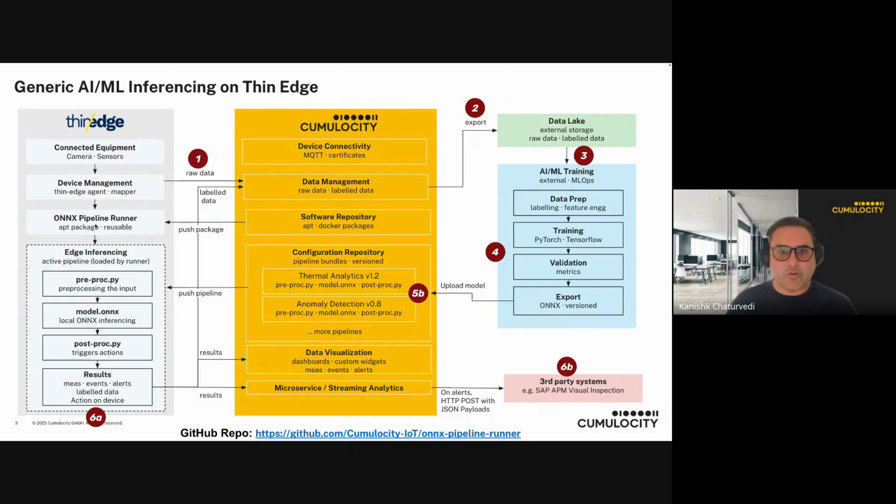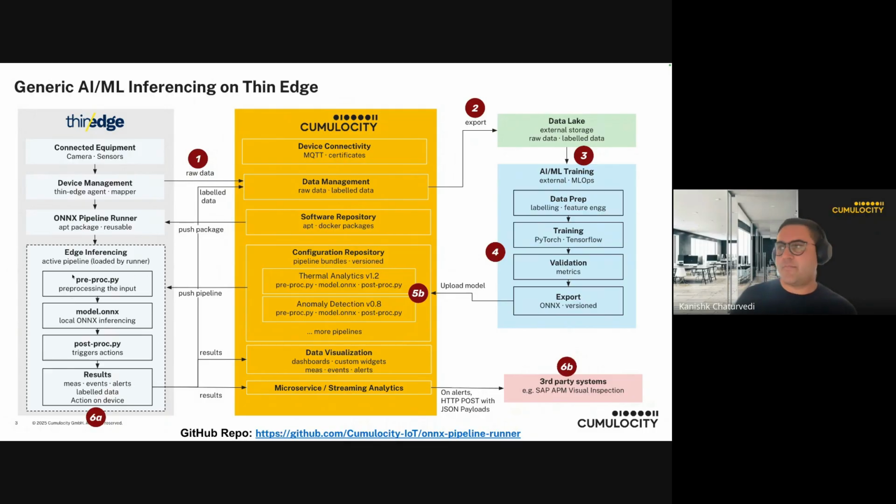Once it is installed, the runner sits on the device. It is quite generic in a way: it does not know anything about the model. It can be a thermal camera model, a vibration or anomaly detection model, and so on. It's simply an engine that runs pipelines. So what makes it actually do something? Here is where the pipeline comes into the picture.